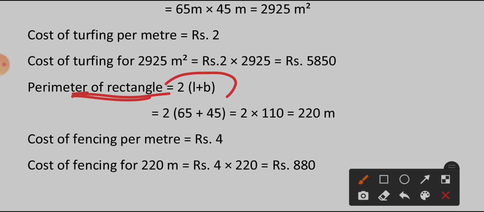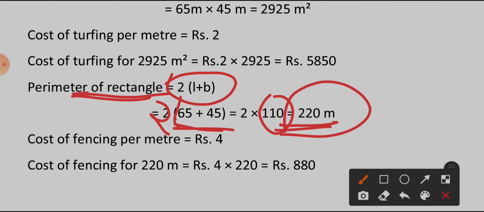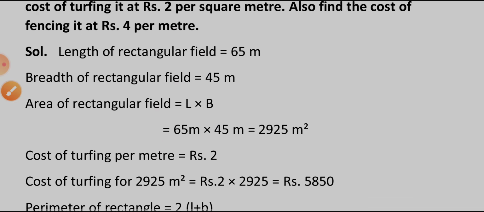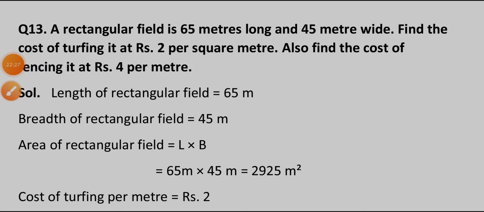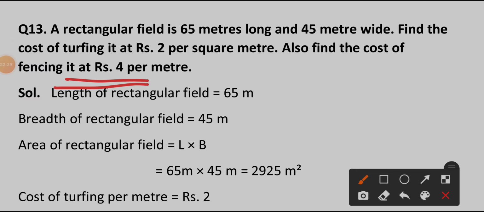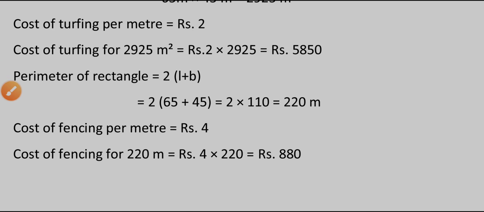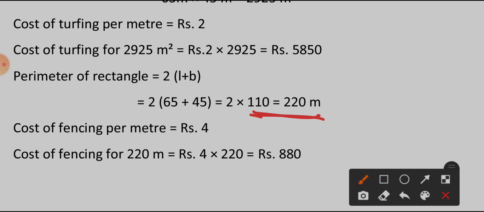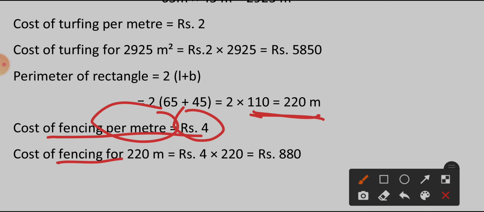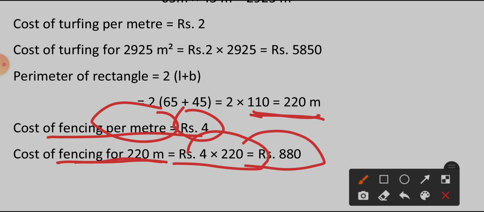Then after this we'll find the perimeter. So perimeter of a rectangle is 2 multiply L plus B. So 2 into 65 plus 45 means 110. So the perimeter is 220 meter. And in the question what they said is cost of fencing at 4 per meter. Per meter मतलब 1 मीटर के लिए कितने हैं? ₹4. And we have to find for how many meter? 220 meter. So cost of fencing per meter is ₹4. So the cost of fencing for 220 meter will be ₹4 into 220, means ₹880.